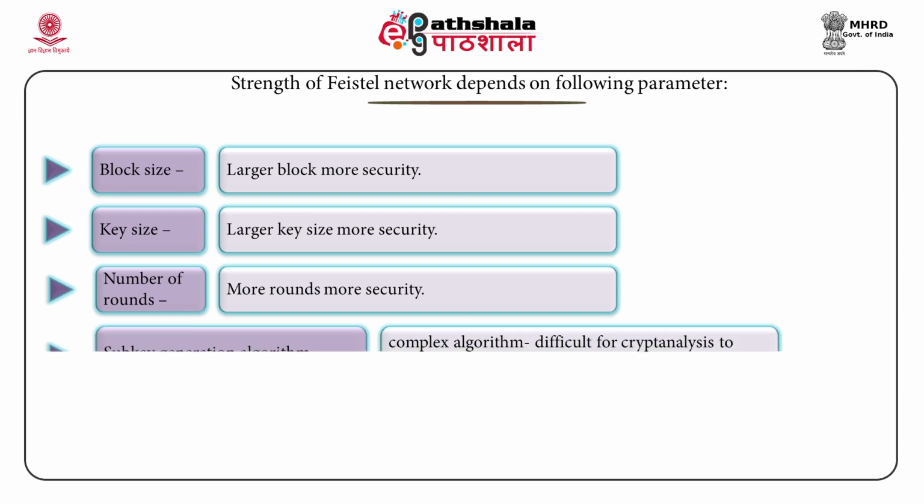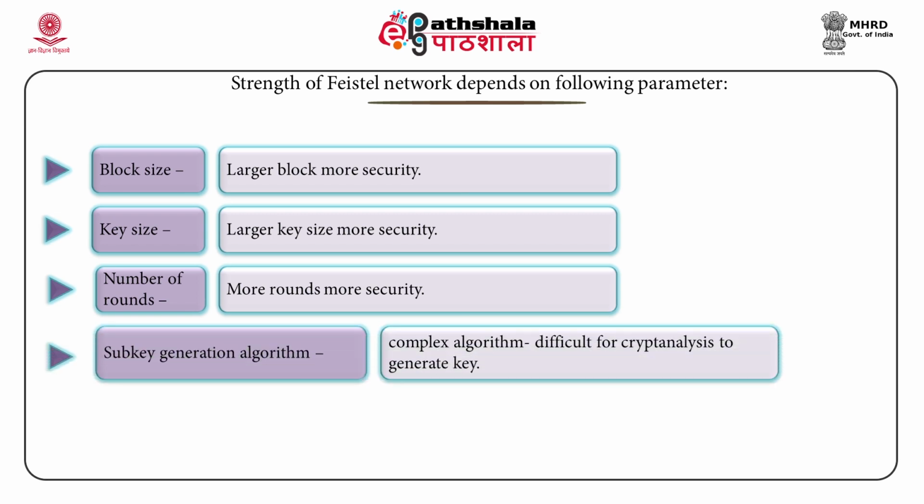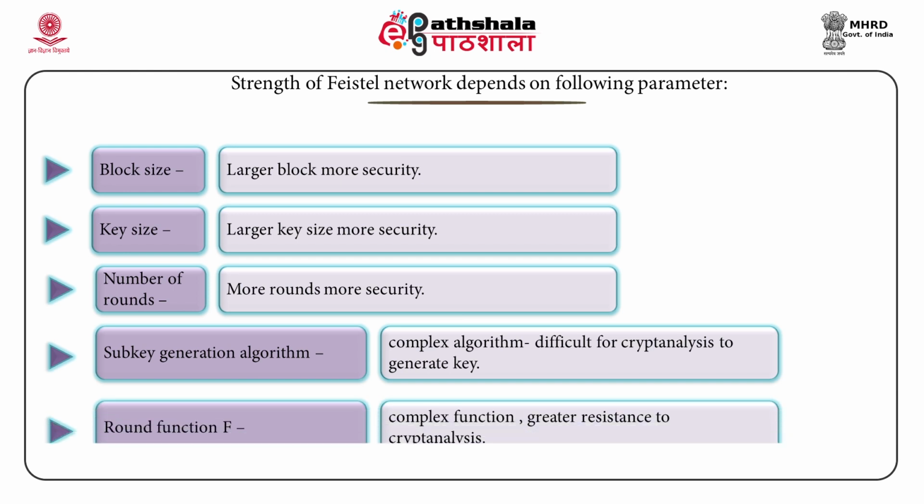Sub-key generation algorithm: the more complex the algorithm, the more difficult it is for cryptanalysis to generate the key. Round function F is a complex function. As a complex function is used, there is greater resistance to cryptanalysis. The idea is, if you are working on the Feistel cipher, you need to work around all these parameters so that you can build a cipher with greater strength.